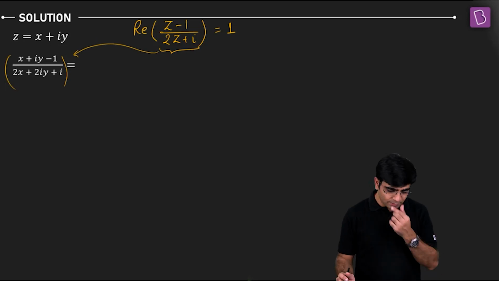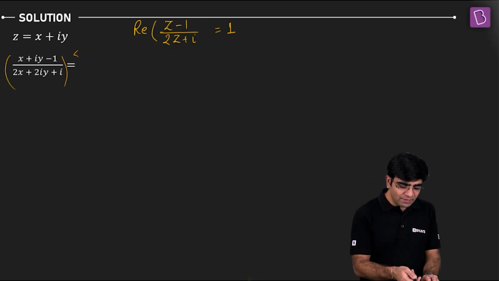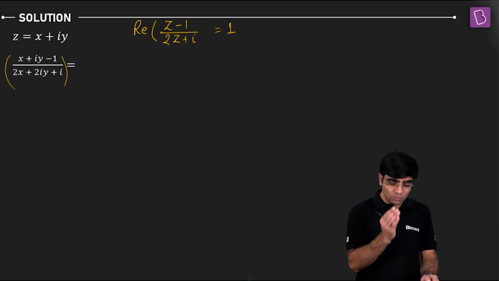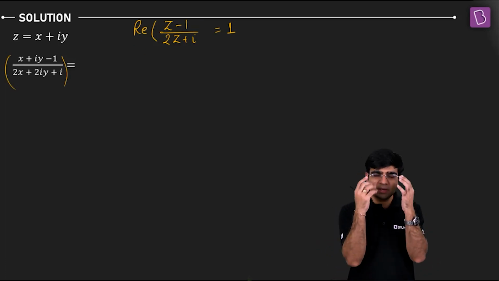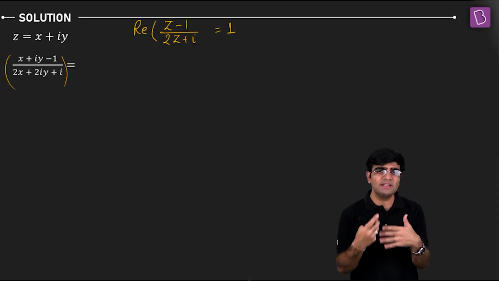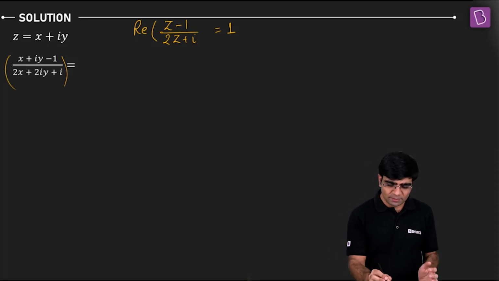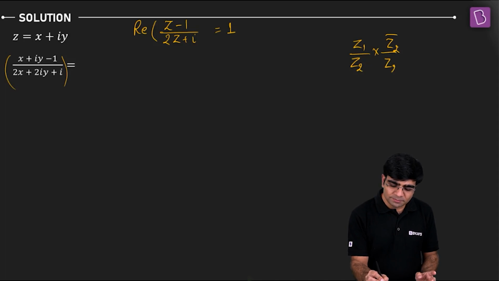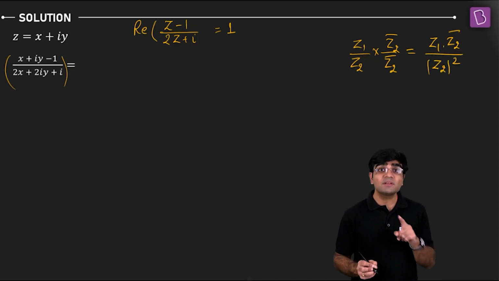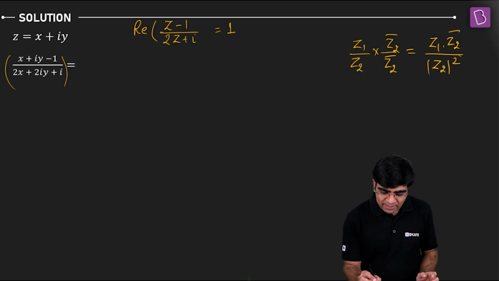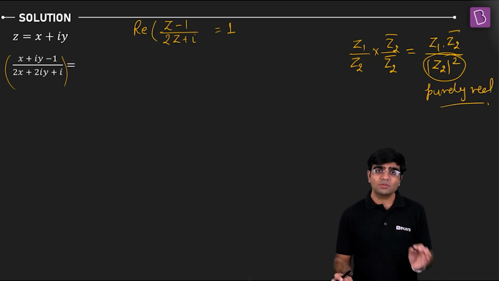Understood? Okay, perfect. Now, how shall we handle it? The easiest way: if I have a division of two complex numbers, as a student I will think, how do we deal with the division of complex numbers? If I have z1 upon z2, I simply multiply by the conjugate of the denominator. Why do I do so? Because the numerator becomes z1 into z2 bar, and the denominator becomes z2 into z2 bar, that is mod z2 square, which is a purely real number. The advantage is that I get a purely real number in the denominator. Lovely.